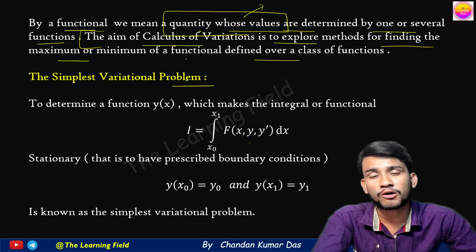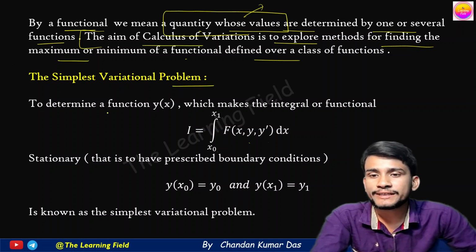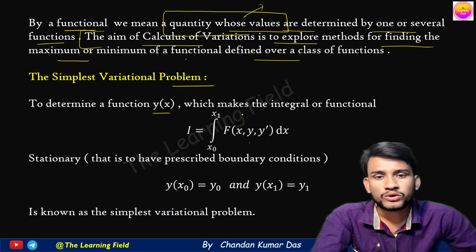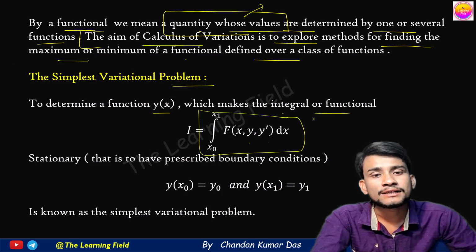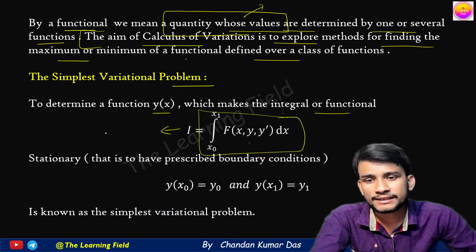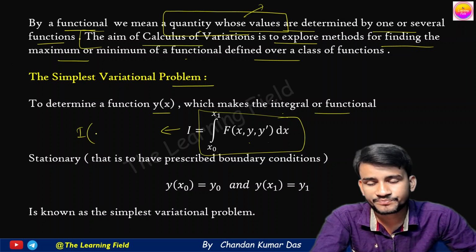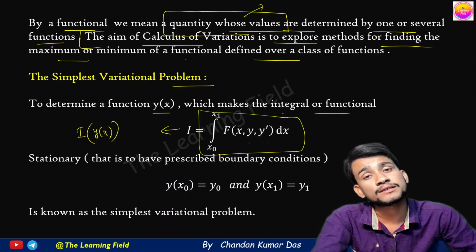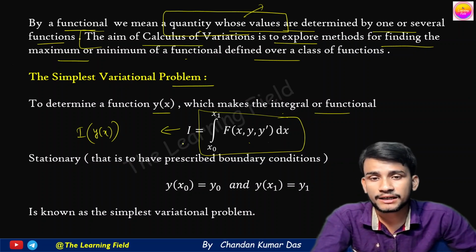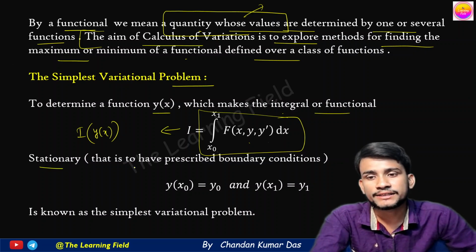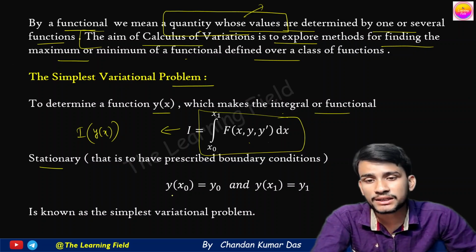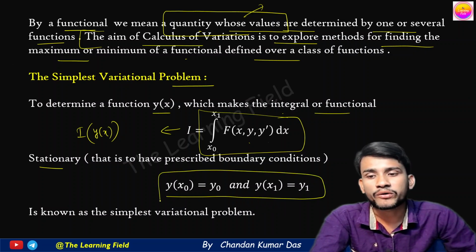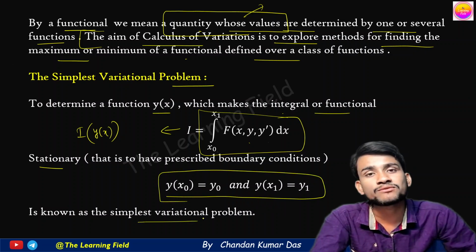Now, the simplest variational problem. What is the simplest form of variational problem? To determine a function y(x) which makes the integral, or the functional, stationary. This integral is known as the functional, which we can denote by I or J of the function y, which is a function of x also. This is to have prescribed boundary conditions. These are the prescribed boundary conditions, and this is known as the simplest variational problem.